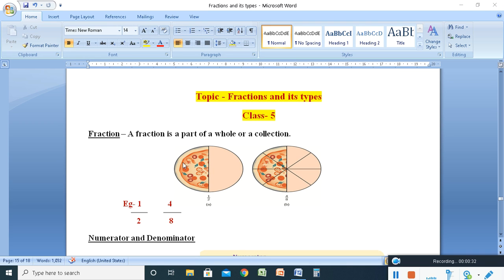Look at the picture here, the pizza picture I have given. The pizza is divided into two equal parts. So the total number of parts here is 2, and that should be put below. The selected part, that is the eaten part, can be mentioned above that. So it can be represented in fractional form as 1 by 2.